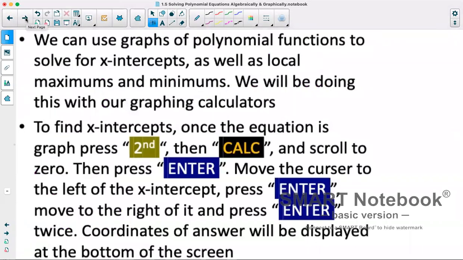Okay, so that was solving algebraically. If we want to solve it using the Texas Instrument graphing calculators, once we graph our function by pressing the y equals, entering our equation, and then pressing graph, we know that our zeros are the same as our x-intercepts because our y equals 0 when we have an x-intercept.